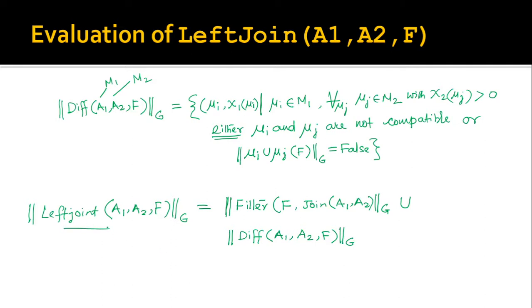So this is the case where we have two solutions and we have one filter which is attached to the second pattern, second graph, right? Now how do you convert this to work for the left join without any filter? Simply we just say left join, it is not join, left join A1, A2, then true.